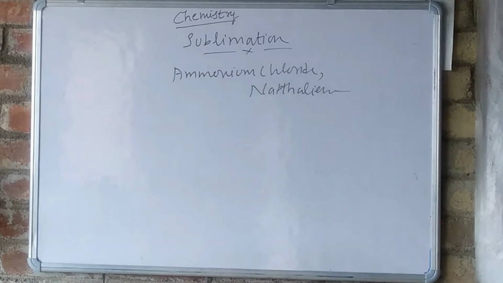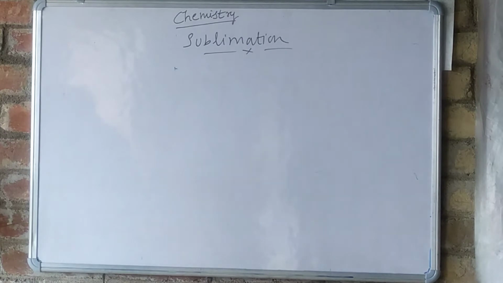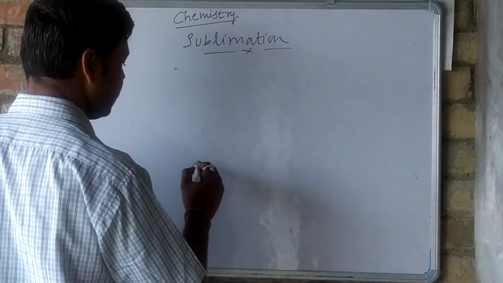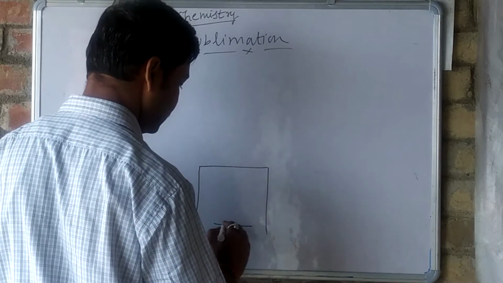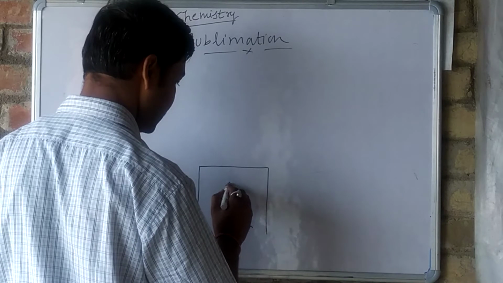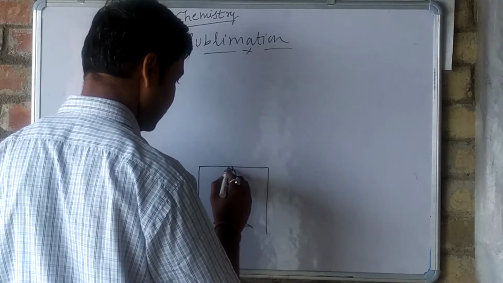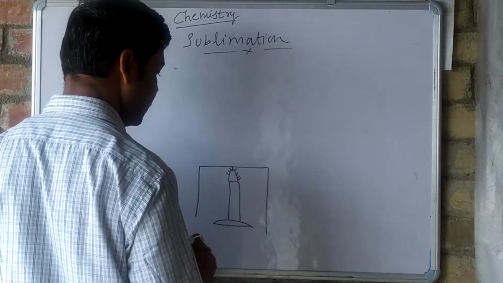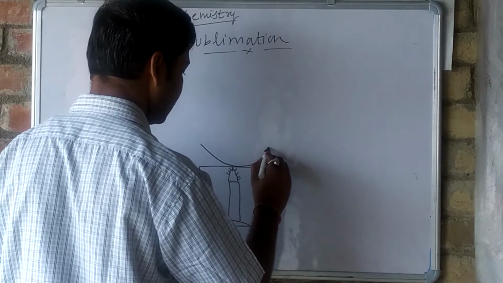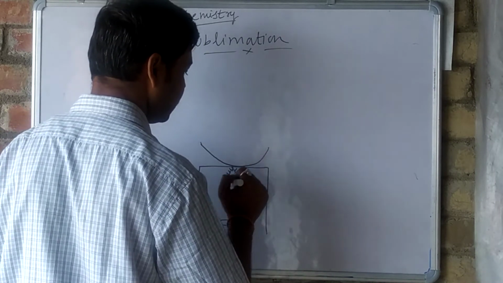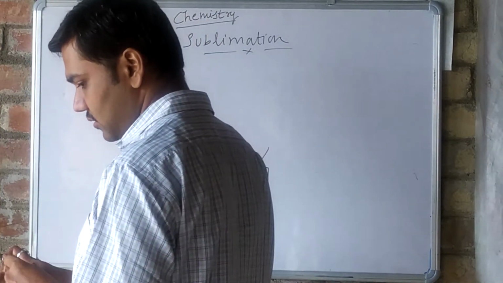Now see. We will have a tripod stand. And beneath this tripod stand, we will have a Bunsen burner, and that Bunsen burner is lighted up. And above this Bunsen burner, we will have a China dish. This is a China dish.